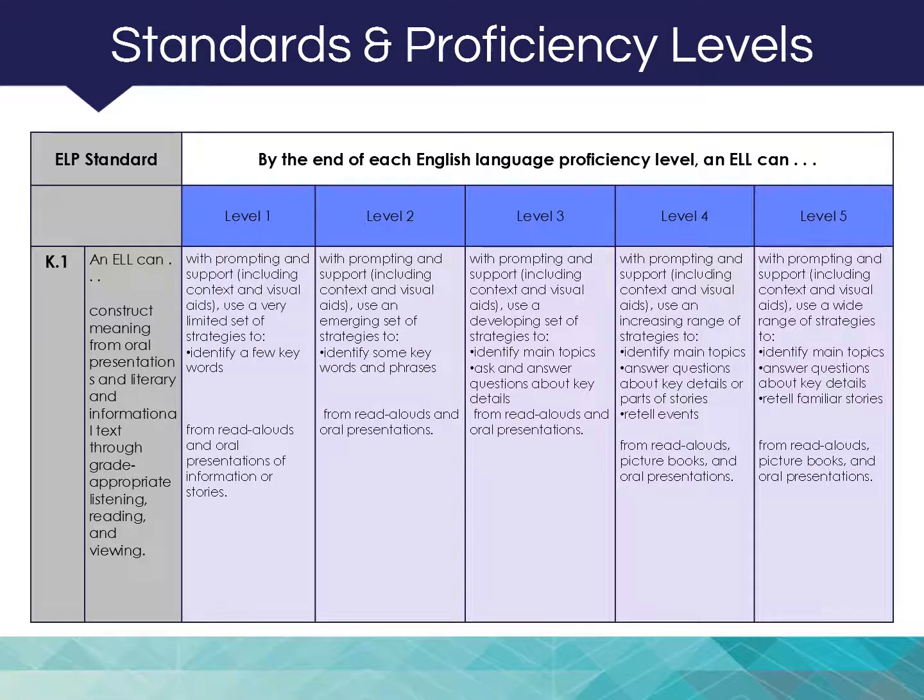Across the top of the matrix, there are 5 proficiency levels for each standard, and in each box below is a proficiency level descriptor, which describes what a student should be able to do by the end of each level for that standard. For instance, in kindergarten for Standard 1, students at Level 1 language proficiency should be able to, with prompting and support, use a very limited set of strategies to identify a few keywords from read-alouds and oral presentations of information or stories. By Level 5, however, they should be able to, with prompting and support, use a wide range of strategies to identify main topics, answer questions about key details, retell familiar stories from read-alouds, picture books, and oral presentations.